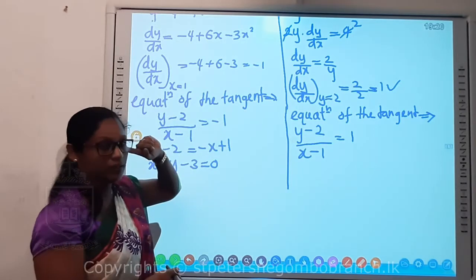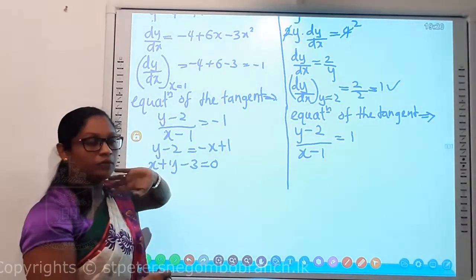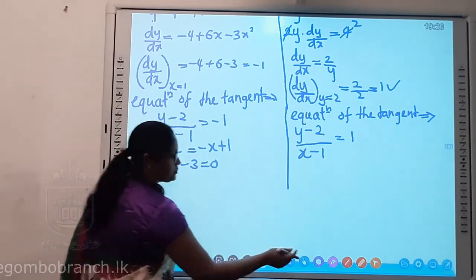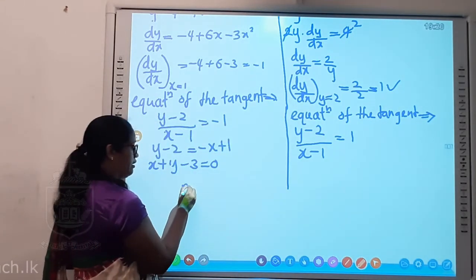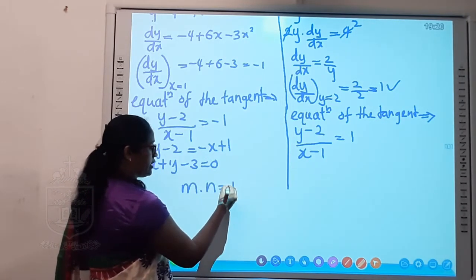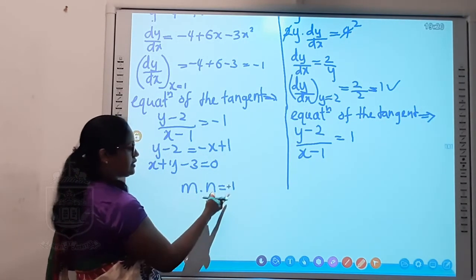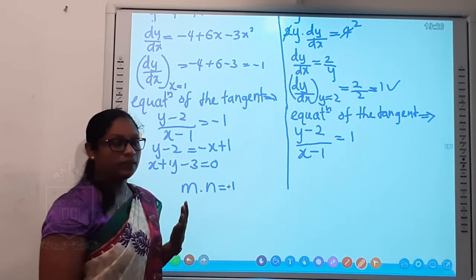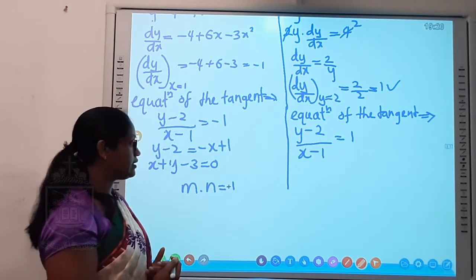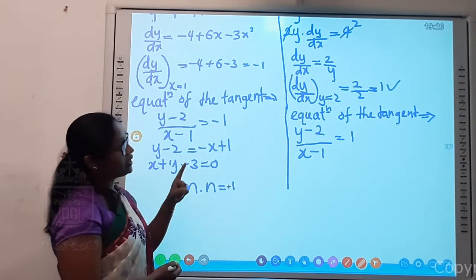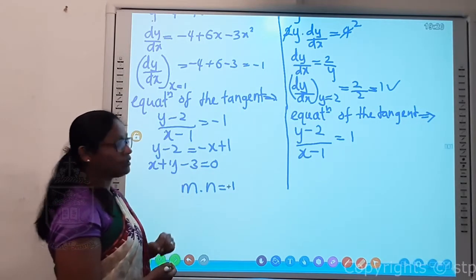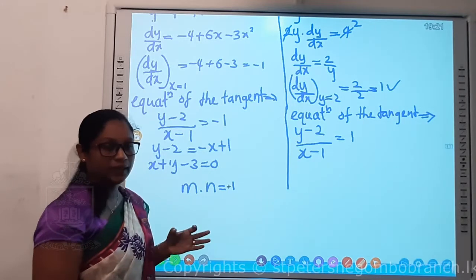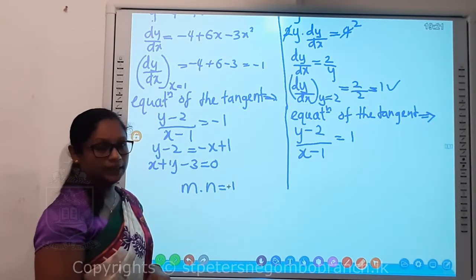The gradient of the tangent is 1 there, but the gradient of the tangent in the first case is minus 1. You can remember I gave you in the first part the relation, m times n is equal to minus 1. If the gradients of two lines satisfy this relation, we can conclude that those two lines are perpendicular to each other. So if I take m as 1 and n as minus 1, m times n becomes minus 1. That means these two tangents are perpendicular to each other.